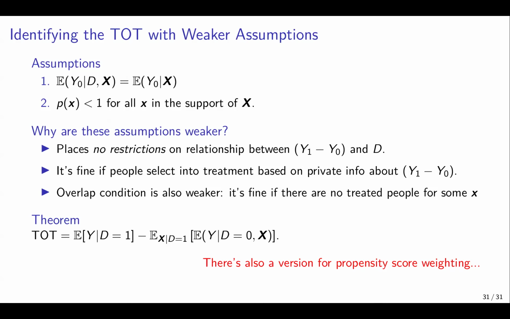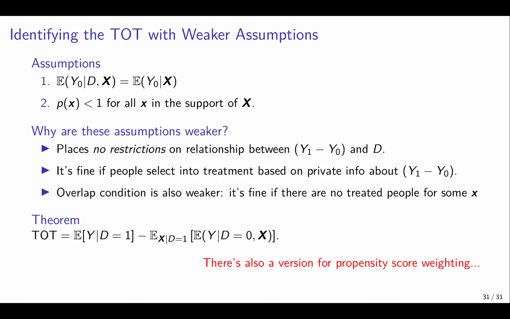So I'm taking an average of this mean of Y given D is 0, X, but I'm plugging into it the distribution of X in the treated subpopulation. So I'm taking an object I computed for people who were not treated, conditional on X, and then I'm reweighting it using weights that correspond to the X's for people who actually did get the treatment.